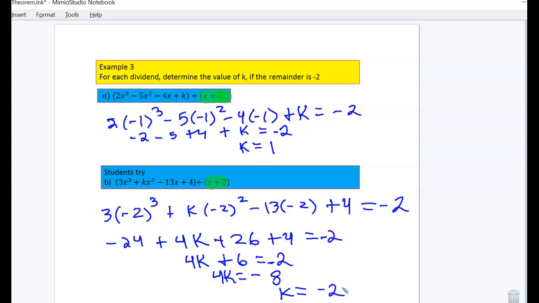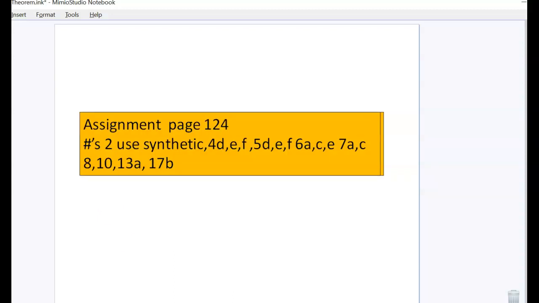Okay, so the remainder theorem shortcut is if you take the value that makes your divisor 0, plug it in for x in the polynomial, whatever that answer is, that is your remainder if you did synthetic division. Okay, so that ends this lesson on section 3.2, the remainder theorem. So there are some questions for you to try, and we'll take up any problems you have in class.